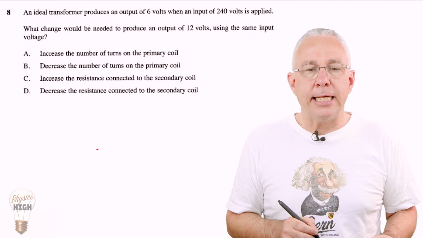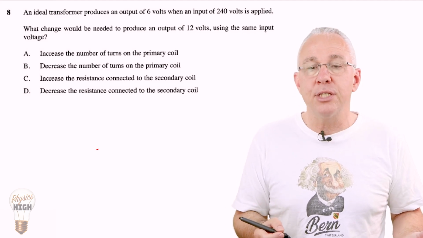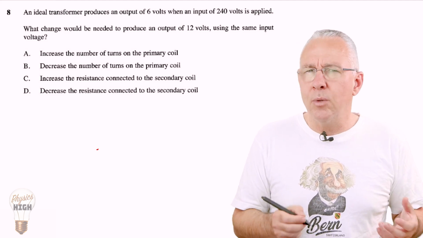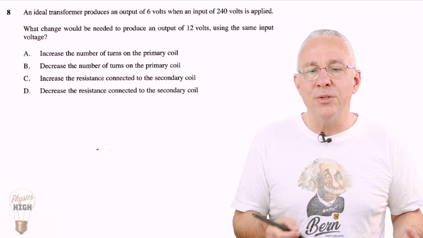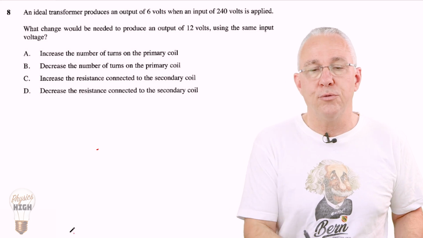Question 8 talks about an ideal transformer that produces an output of 6 volts when an input voltage of 240 is supplied. Now, what changes do we need to make if we want the output voltage to be 12, even though the input is still 240?